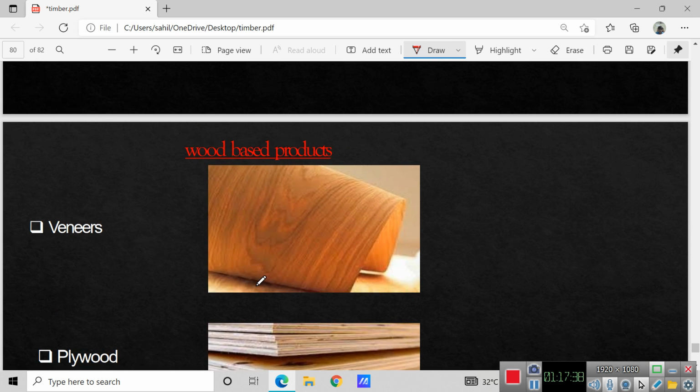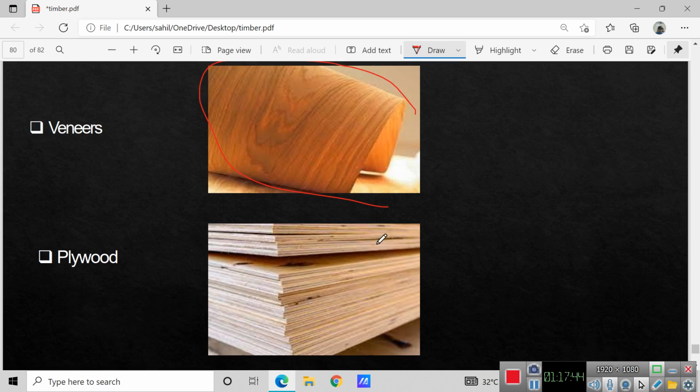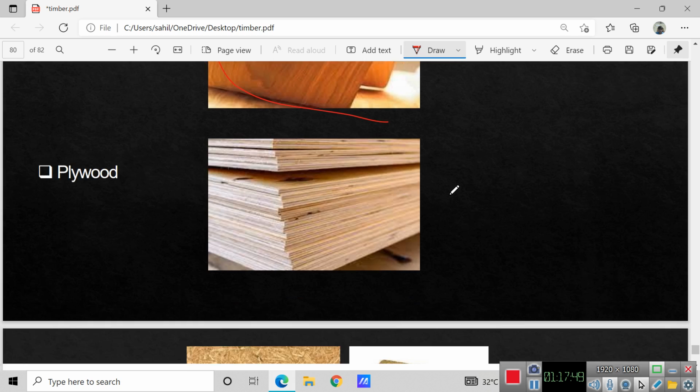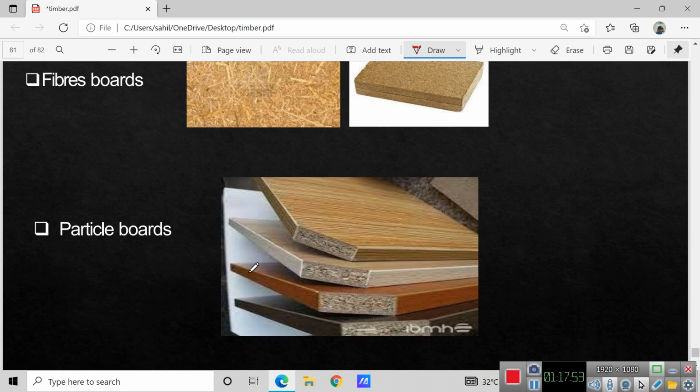Now, wood-based products are veneers. These are veneers which are mainly used on the surface of wood products. Now, plywoods. Plywoods are also being used nowadays for furniture making. Now, fiber boards, particle boards.